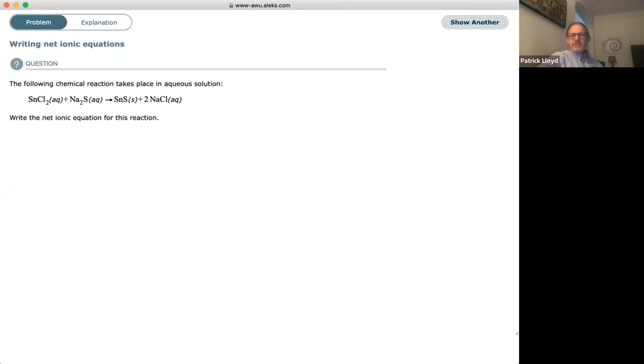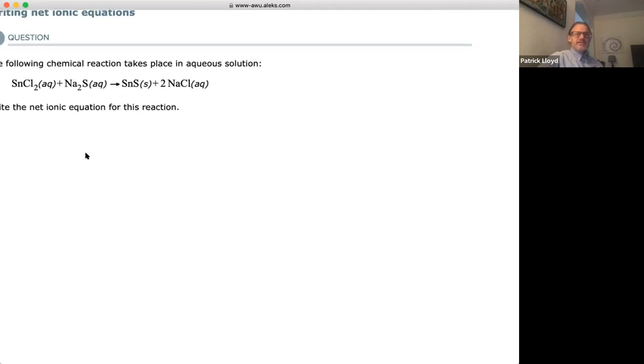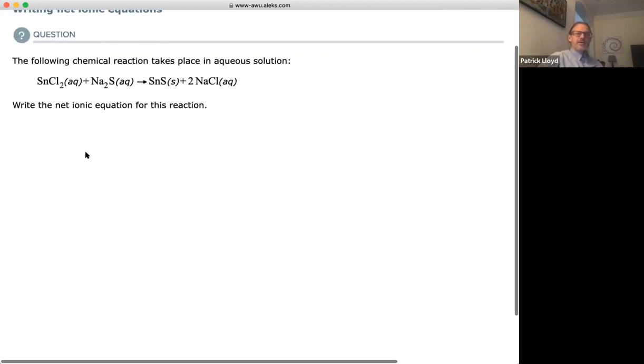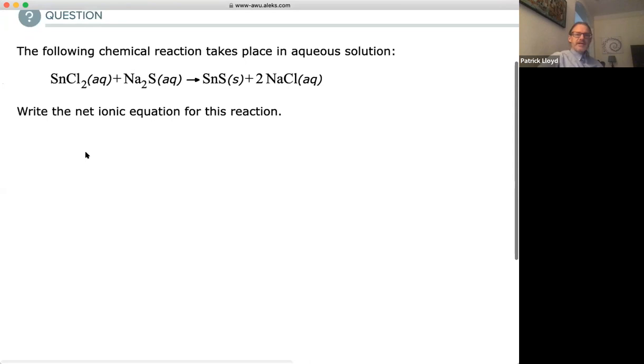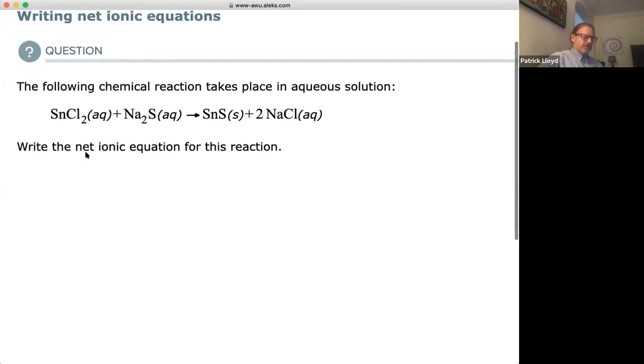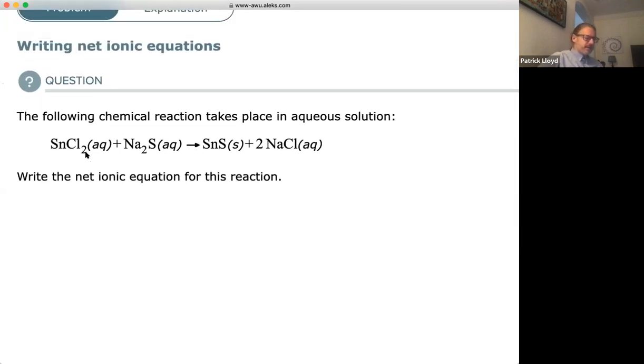Writing net ionic equations. The following chemical reaction takes place in aqueous solution. SnCl2 aqueous plus Na2S aqueous goes to SnS solid plus 2 NaCl aqueous. Write the net ionic equation for this reaction. Hopefully you can see that a little bit better there, right?